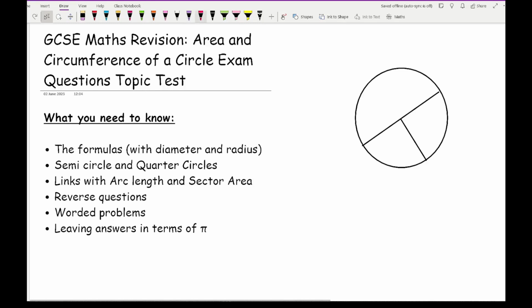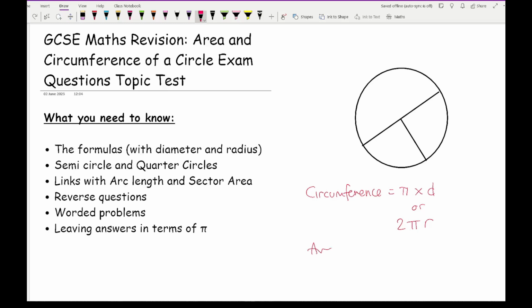Now you also need to know the formulas involving the diameter and the radius. So here for the circumference, that's either going to be pi times the diameter or 2 pi r. And it doesn't really matter which one you use. You tend to use pi times d when you know the diameter, and you use 2 pi r if you know the radius, but it's not difficult to switch between the two.